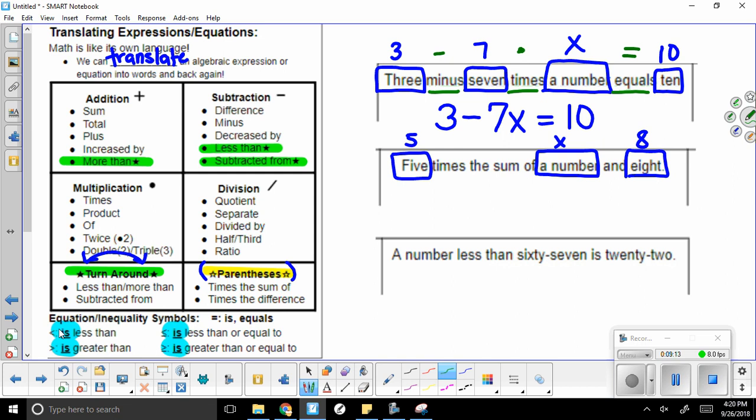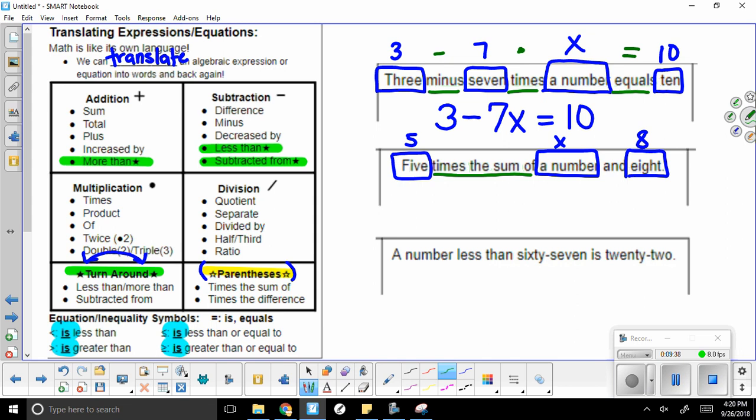Now, I'm noticing right off the bat that I see times, but it keeps going. It's not just times alone. It says times the sum of. So I'm going to underline that whole thing together because that's really important. Now that word and, that's not really a clue word here. I'm going to use it, but it doesn't say anything. It's not like it says addition or subtraction or multiplication or division. So I'm just going to leave that right now.